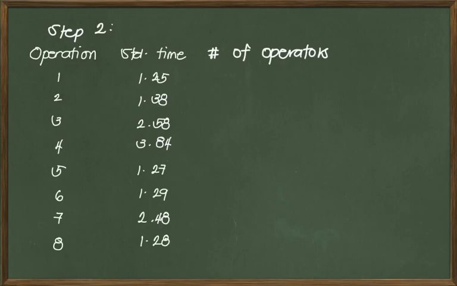So once we know the total number of operators in the line, the next step is to find the number of operators for each operation. And that is by dividing your standard time with our cycle time. So kung matatandaan from the previous solution, our cycle time is your 480 minutes divided by 700 units, which give us an answer of 0.686. Now, for us to know the number of operators for operation 1, we'll just divide 1.25 by 0.686. And that will give us a value of 1.822.